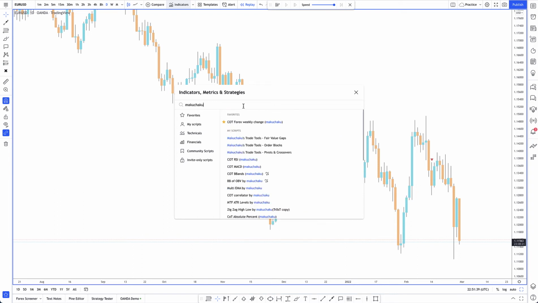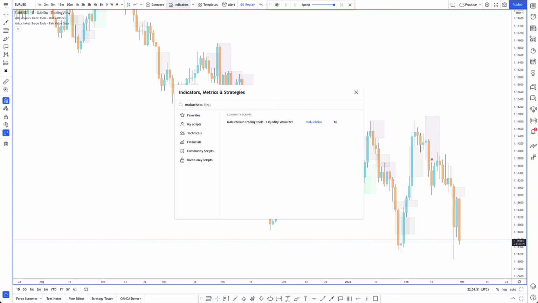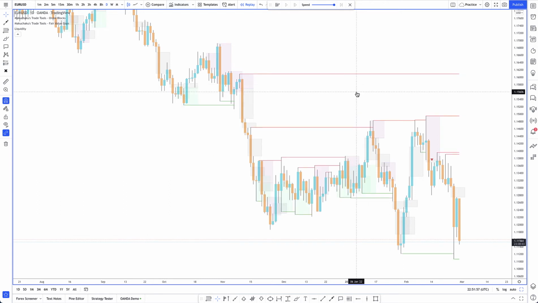You're going to search for Makuchaku and you're going to add order blocks, fair value gaps, and there's going to be an indicator for liquidity as well. The third indicator would be liquidity. Once you set up your chart, this is how it's going to look like.